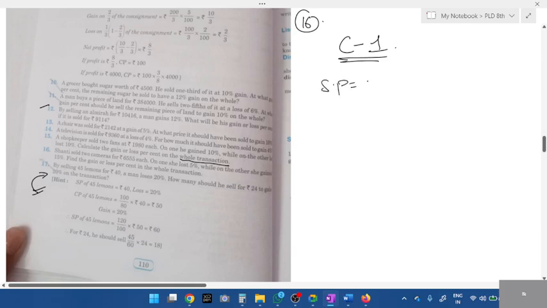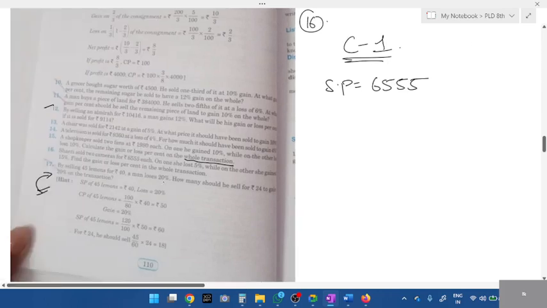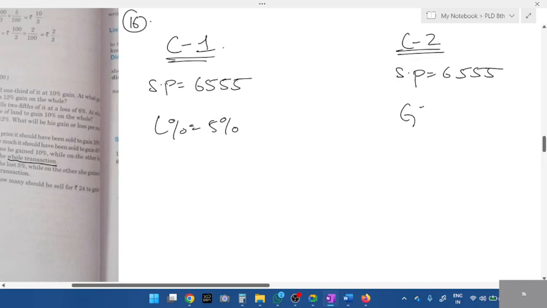Is equal to 6555. Then what about camera two? Same or different? Same selling price. Read the next one and tell me what is given. What should I write? On one, she lost 5%. What is the loss percent here? 5%. While on the other, she gained. So gain, or what should I write here? Gain is equal to 50.